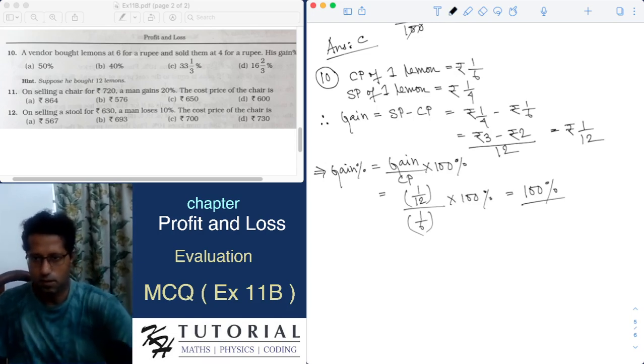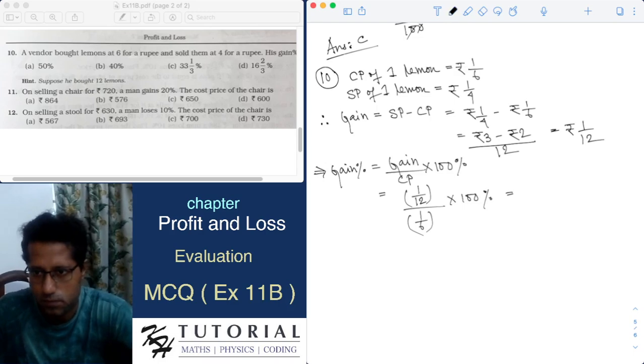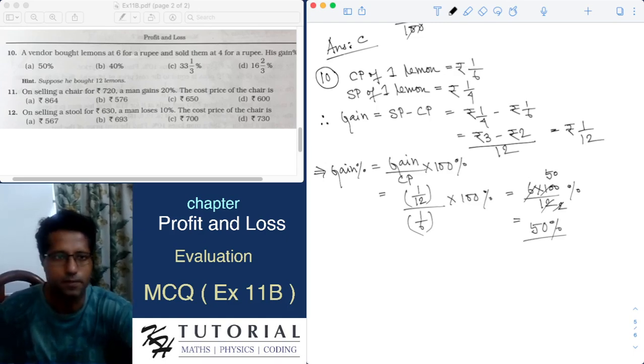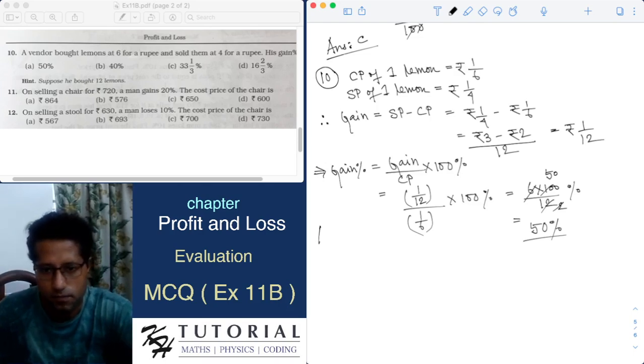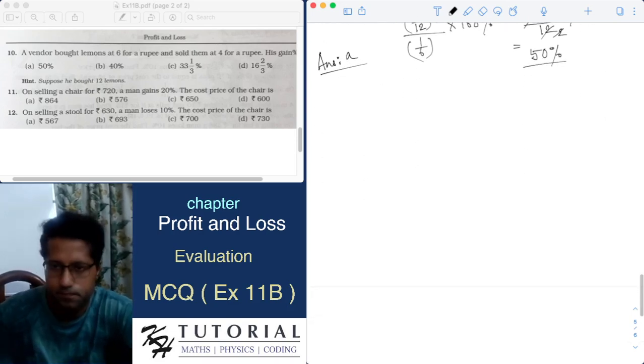So now if we simplify this, this becomes 6 into 100 divided by 12 percentage. 6 divides 2 and 2, 50. So the gain percent is 50. So the answer is choice A.